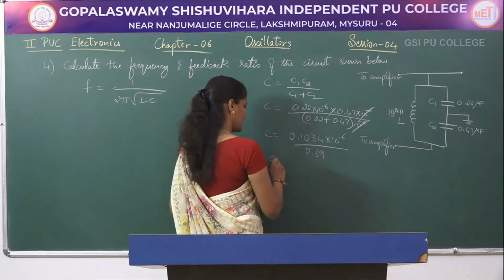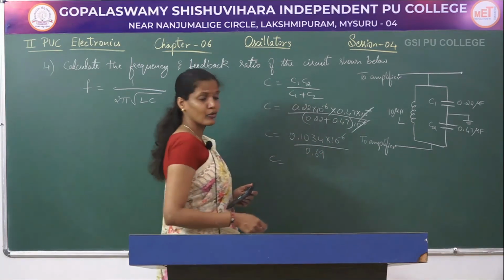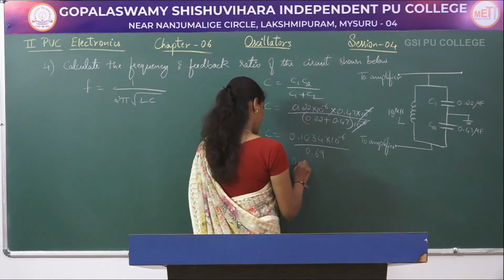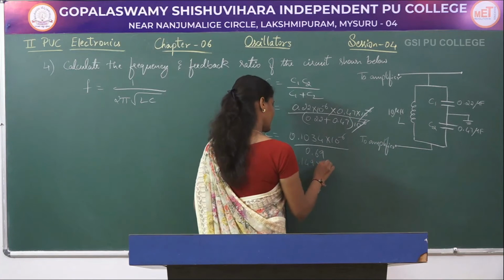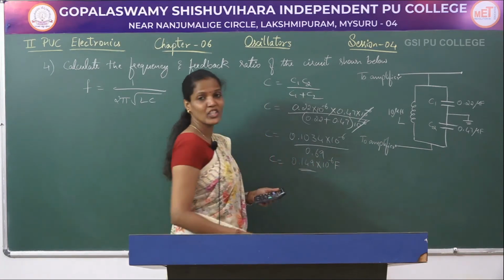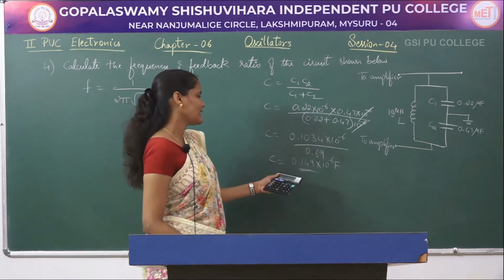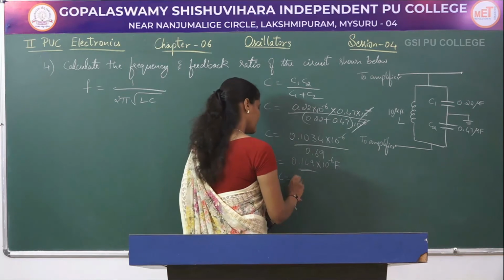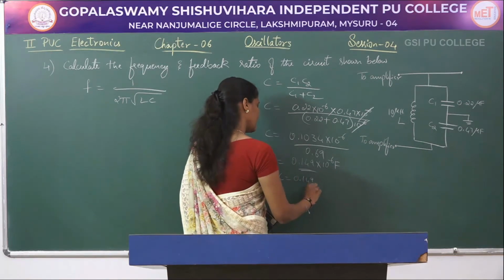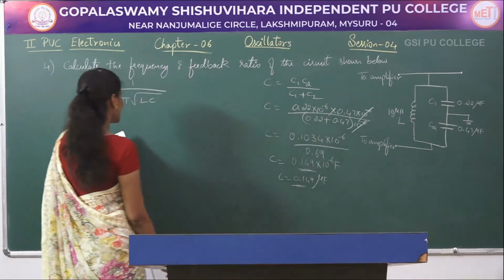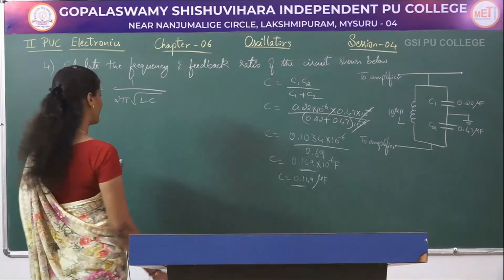0.69. After dividing 0.1034 by 0.69, I will be getting this C value as 0.149 into 10 to the power of minus 6 farad. Please do not forget to mention the units over here. So, the capacitance unit is farad. So, C value is 0.149 microfarad. So, let us substitute this C value in this particular expression and find out the value of frequency.